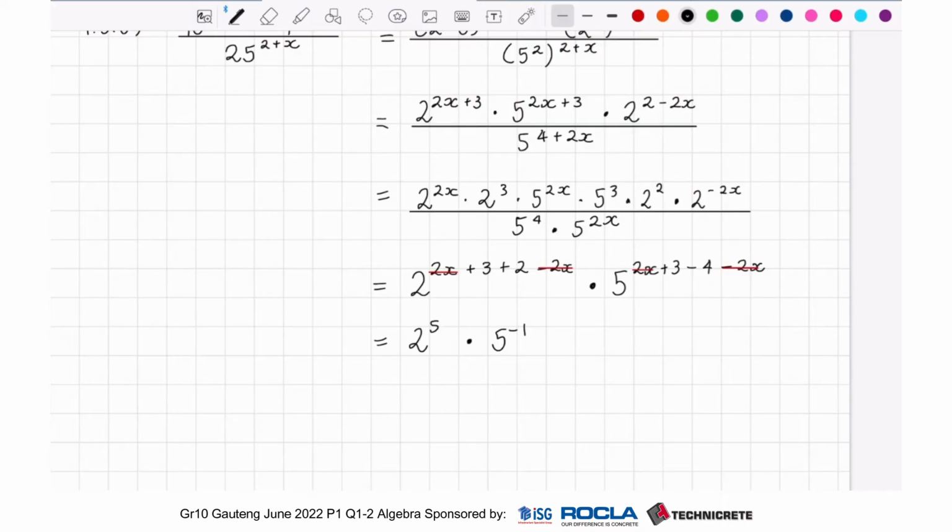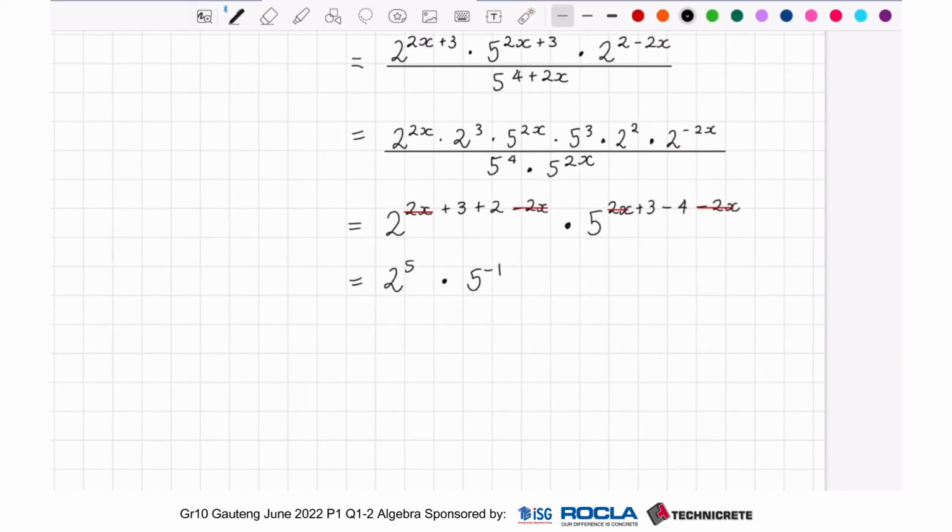And I know that anything to the minus 1 just means 1 over that number. So this is going to be 1 over 5. And I know that 2 to the power of 5 is 32. So my final answer is just 32 over 5.